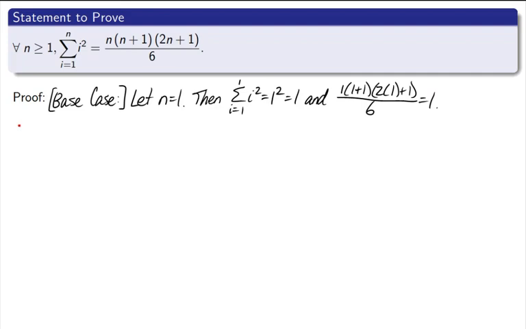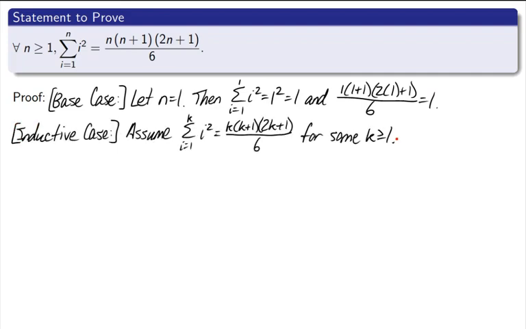Now let's do our inductive case. Assume the sum for I equals 1 to k of I squared is equal to k times k plus 1 times 2k plus 1 over 6 for some k greater than or equal to 1. Assume it holds for some k, and then we're going to show it holds for k plus 1. I'm showing that the sum for I equals 1 to k plus 1 of I squared is equal to k plus 1, which is what this k becomes, k plus 2, which is what this k plus 1 becomes.